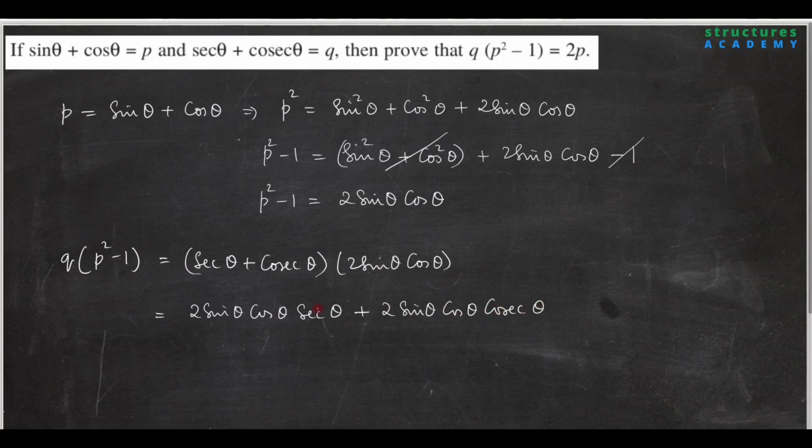If you notice, cos and secant are the reciprocals of each other, so they get cancelled. Sin and cosecant get cancelled, and then you end up with 2 times (sin theta plus cos theta). So on the left hand side we have Q times (P square minus 1), and the right hand side we have twice of (sin theta plus cos theta), and we already know that sin theta plus cos theta is equal to P. So this whole expression becomes Q times (P square minus 1) equals 2P, hence proved.